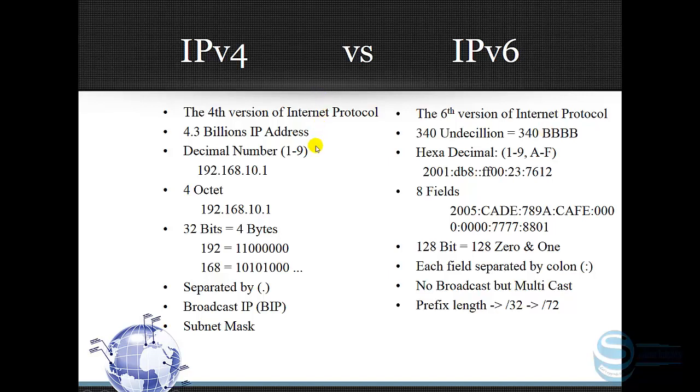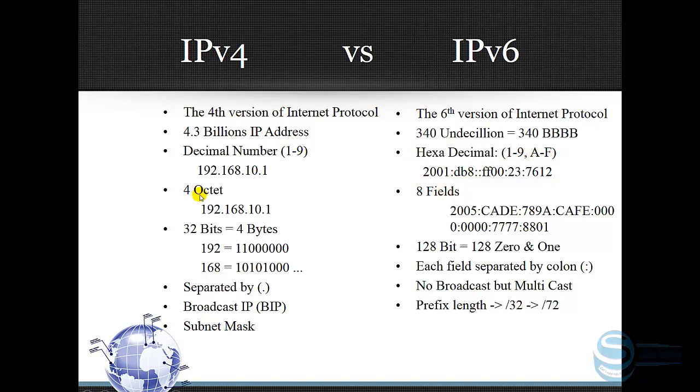Another thing is that IP version 4 uses decimal numbers. You can see this is a sample of an IP version 4 address, 192.168.10.1. You can see all of them are just numbers. That is decimal. But on the other side, IP version 6 uses hexadecimal, which includes the numbers from 0 to 9 and the letters from A to F. You can see this is a sample of IP version 6, and it includes numbers and letters from A to F.